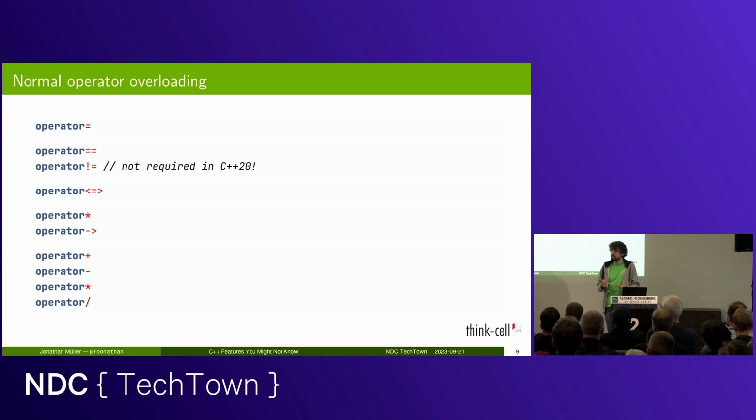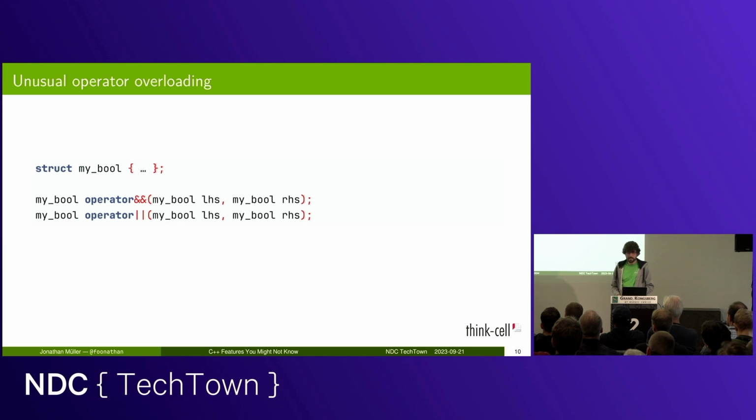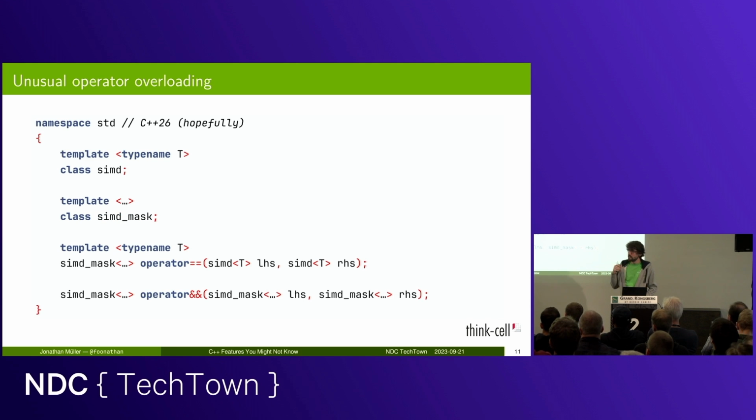However, we can also overload more operators. Like a classic is, if you have a custom bool, we can overload logical AND and logical OR. However, those ones do not short circuit. So it's usually recommended to never overload those operators because you will lose this short circuit behavior that is expected. However, the C++26 standard library will have overloaded operators for those in SIMD.